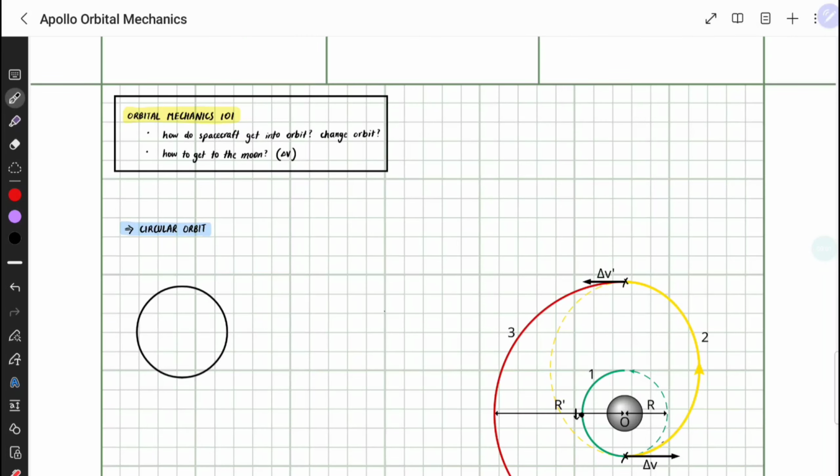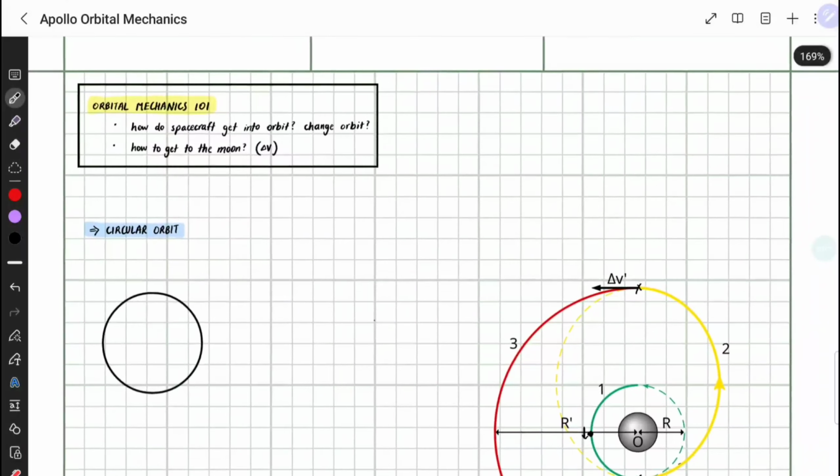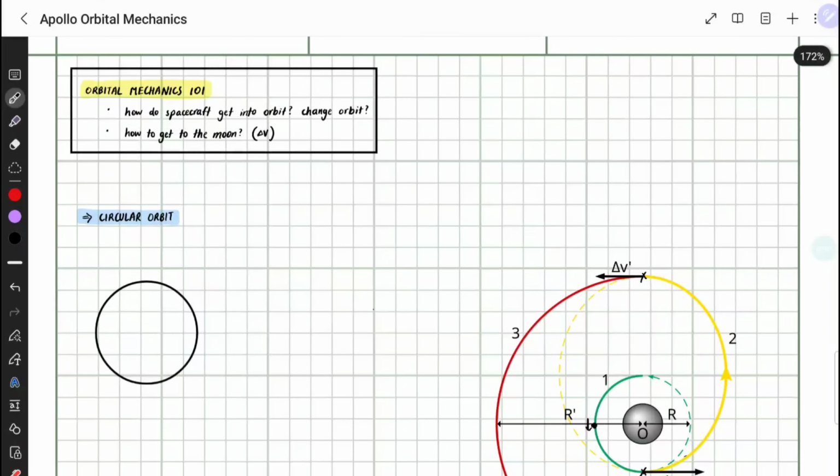Okay, let's start right away with the basics of orbital mechanics, and we're going to answer a couple of questions today. How does a spacecraft get into orbit? How do they change orbit? And how do we get to the Moon? Or more specifically, what is the delta V required to get to an elliptical orbit that reaches the Moon?